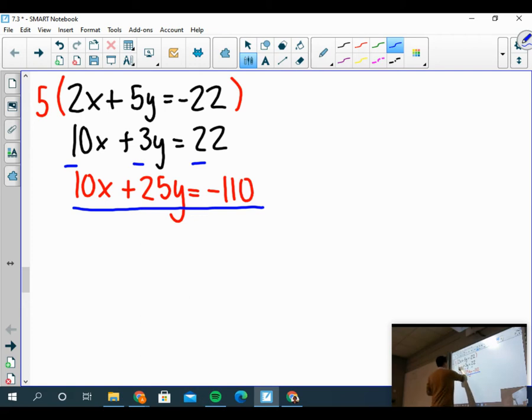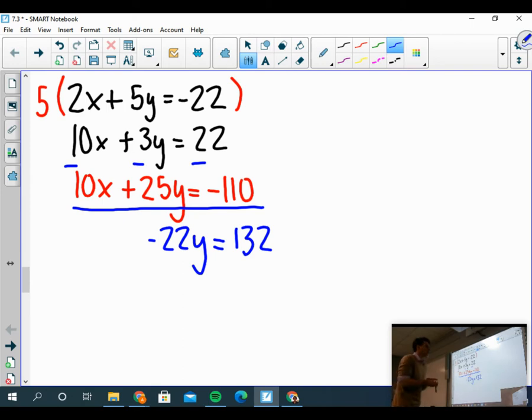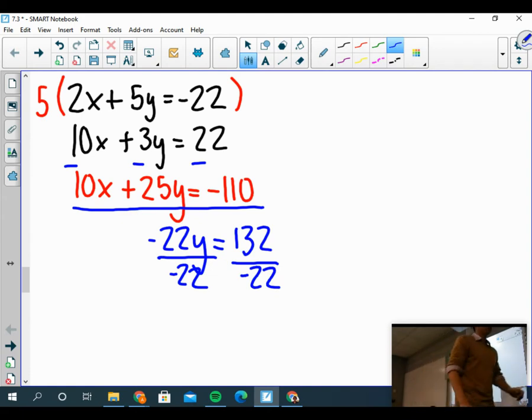And I am left with 0 when I work with the x's. 3 minus 25 is negative 22y. And 22 minus negative 110, that would be 22 plus 110. Two negatives make a positive, and I get 132. So the elimination process hasn't really changed. We just had the additional wrinkle. In order to be able to eliminate one of the variables, I had to multiply one of the equations by a number, by an integer. So I divide both sides by negative 22.